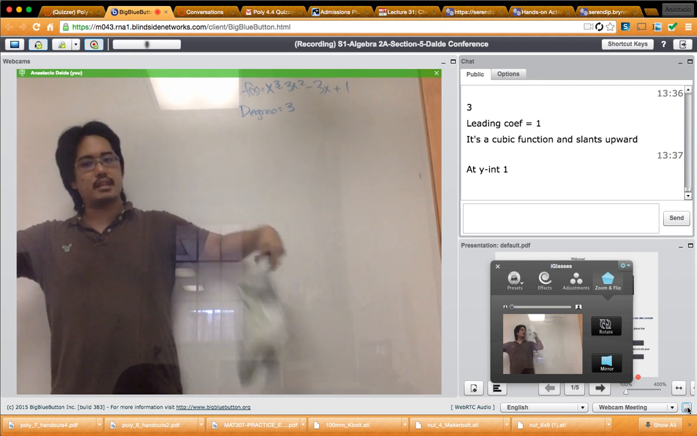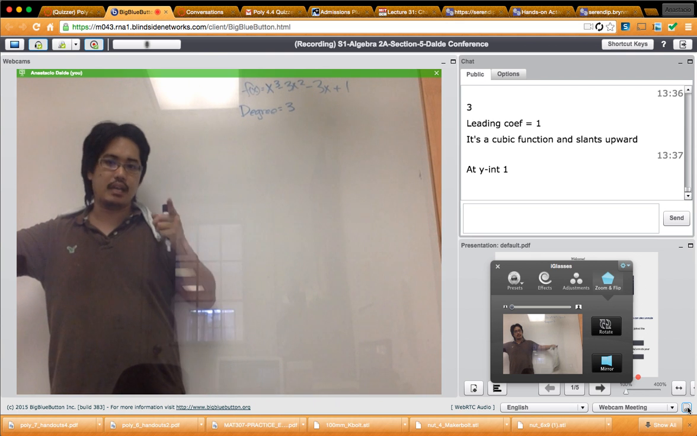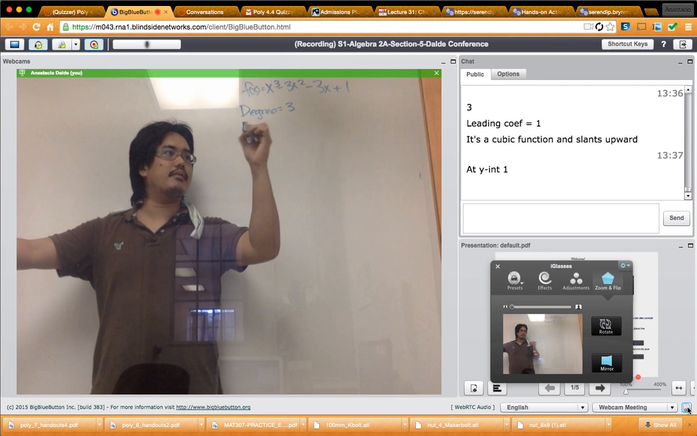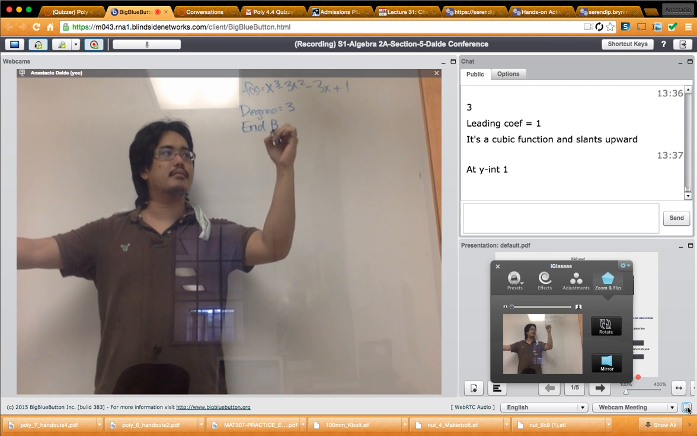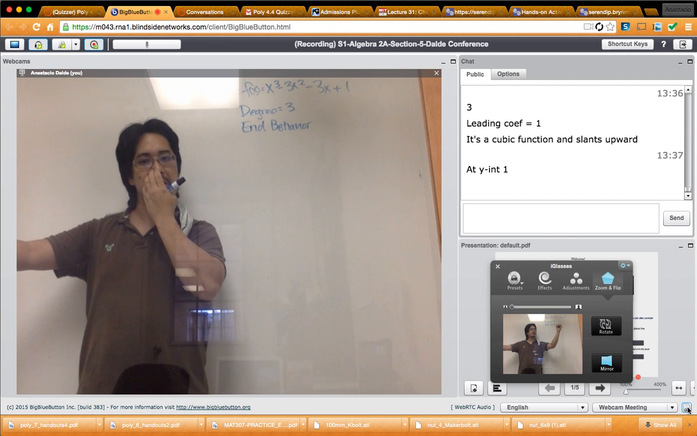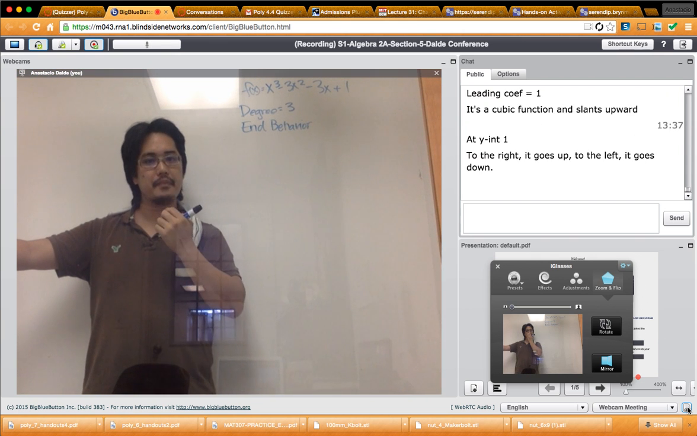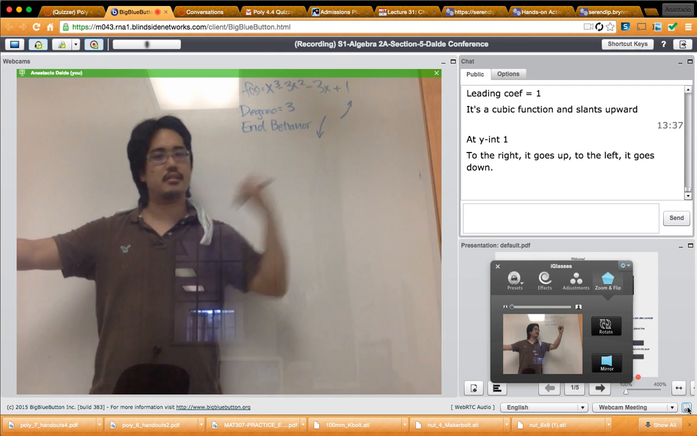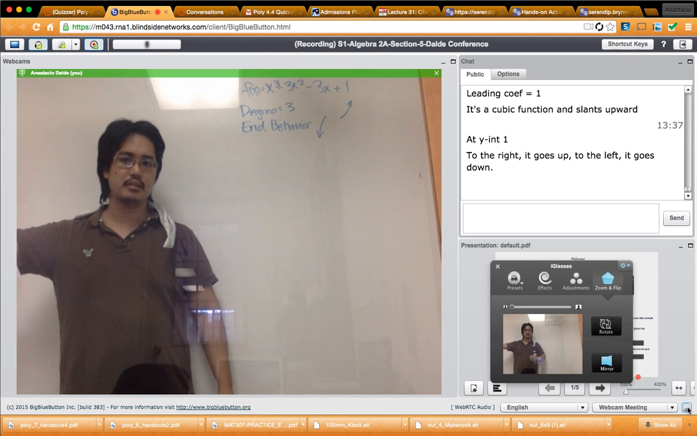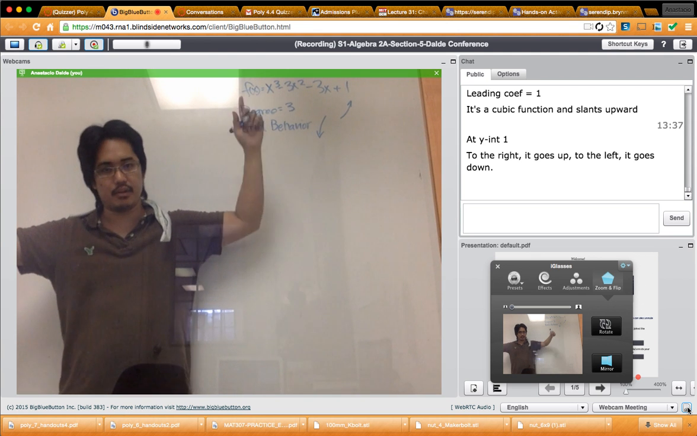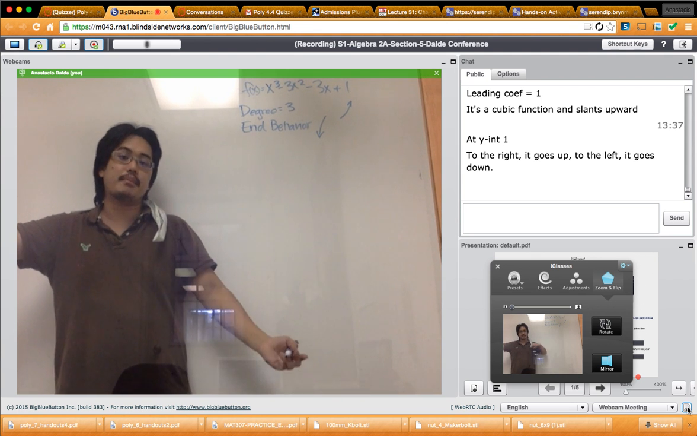What is the end behavior? Tell me about that. End behavior. There we go. It would look kind of like this, right? In the middle could be something weird, but on the left side it'd be going down, and the right side would be going up. And you know they're going to go in opposite directions.